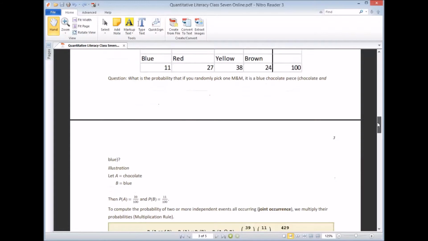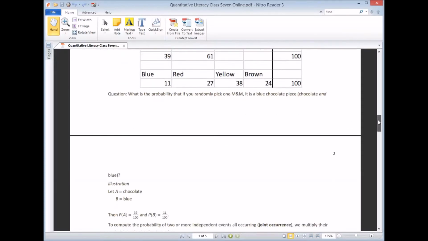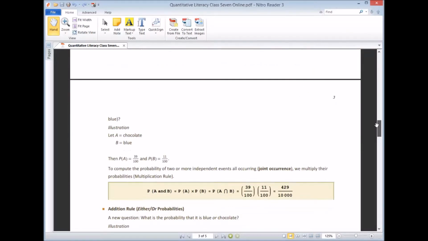And the probability of picking a blue M&M will be 11 out of 100. So you calculate two separate probabilities separately. What you do is in the multiplication rule, you multiply the two probabilities. So in this case, 39 over 100 times 11 over 100, which comes out to be 429 over 10,000.